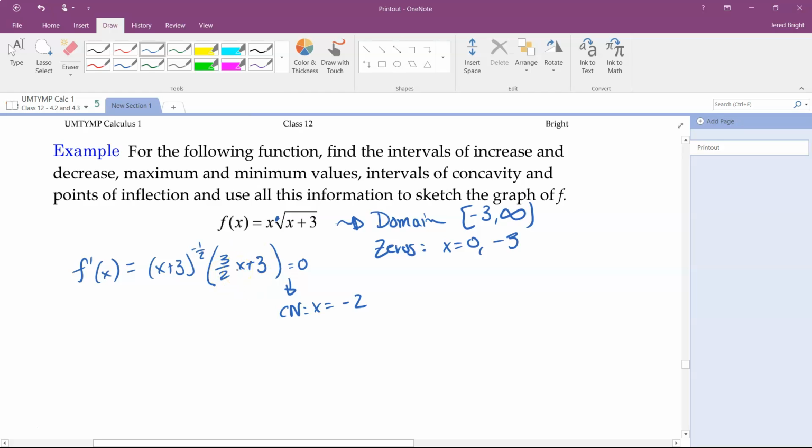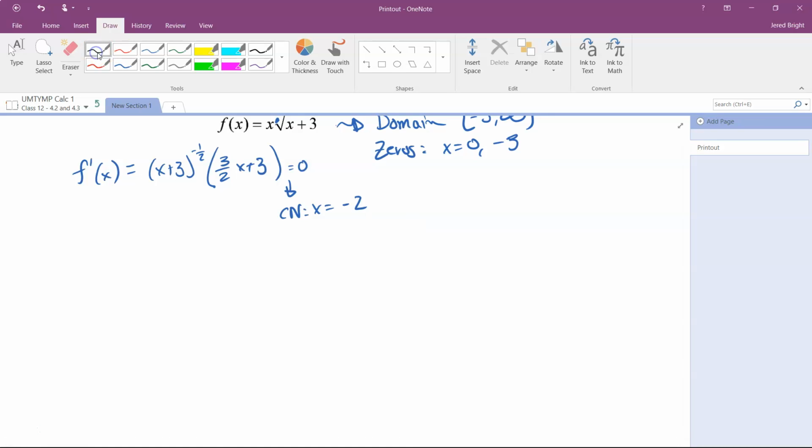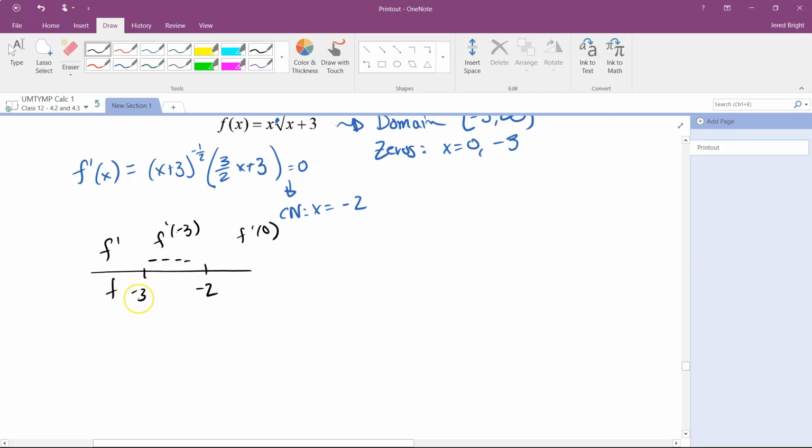Now we use that critical number to make our sign charts for f prime and f. We do -2 there and take sample values. At -3, f prime is undefined, and remember the domain is only from -3 and over, so I should use something like -2.5, a true test value and not just a boundary value. We get a negative number there. When we do f prime of 0, we get a positive number. So we're decreasing here and increasing there.